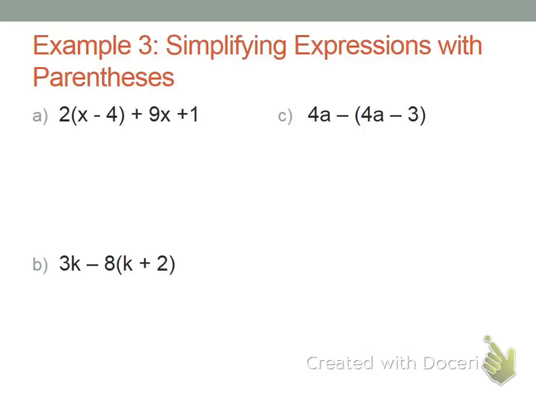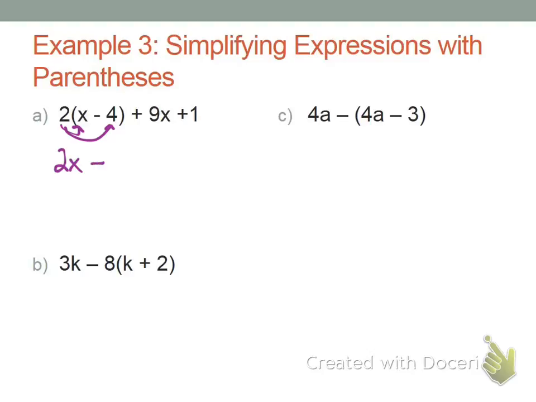Oh, man. We have to distribute. Yes, we have to use the distributive property. Why? Because we cannot simplify what's inside the parentheses. But we have to get rid of them. Before we can simplify the expression, we have to get rid of parentheses. How do we do that? We distribute the 2. We multiply 2 times x and 2 times negative 4. What is 2 times x? 2x. What is 2 times negative 4?